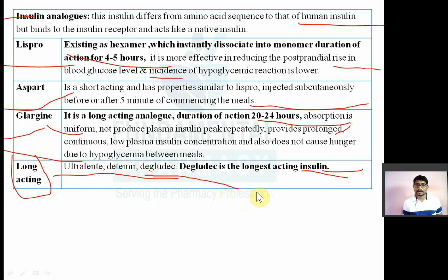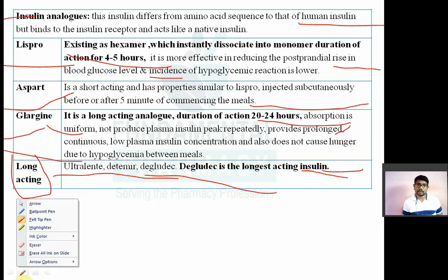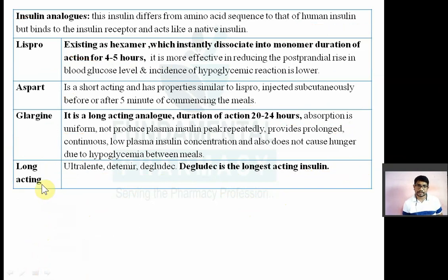And remember, what are the examples of long acting? Ultra lente, detemir, then degludec. These three are the longer acting. Out of that, degludec is the longest acting.